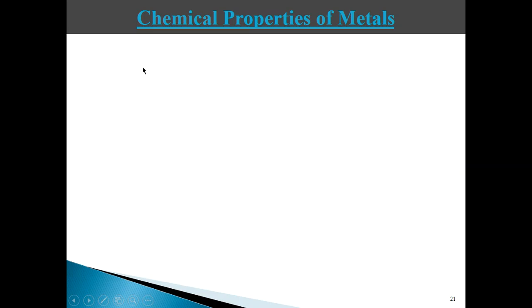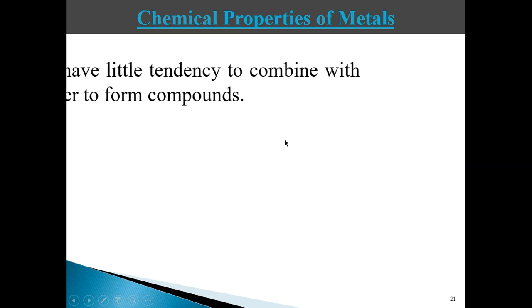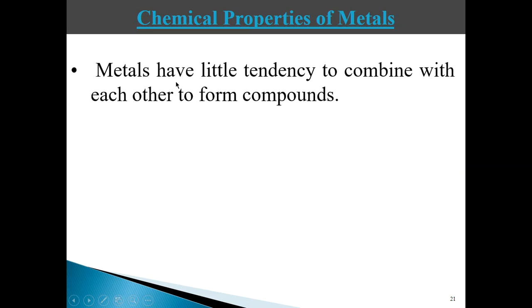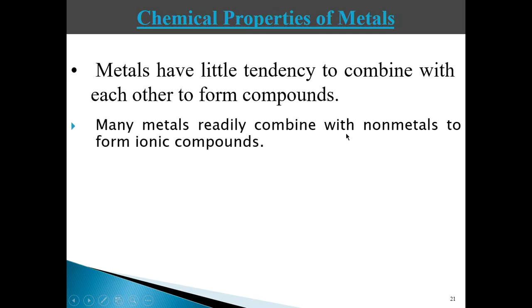Now, in terms of the chemical properties of metals, right? One is that they have very little tendency to combine with each other to form compounds. In fact, to be perfectly honest, I can't think of any situation where two metals react with each other to form a compound. However, they do tend to combine with nonmetals to form ionic compounds.